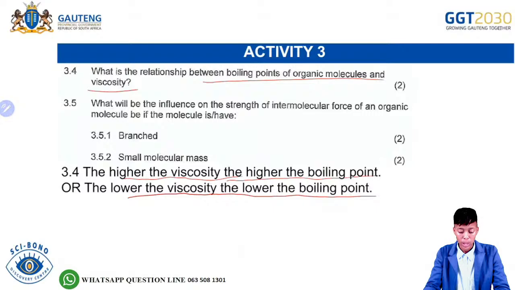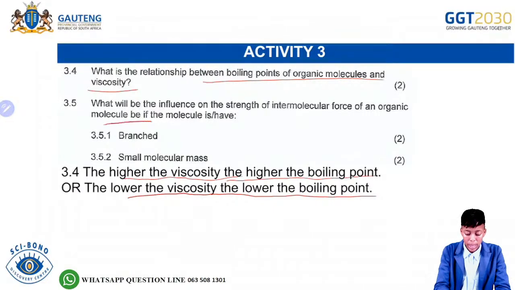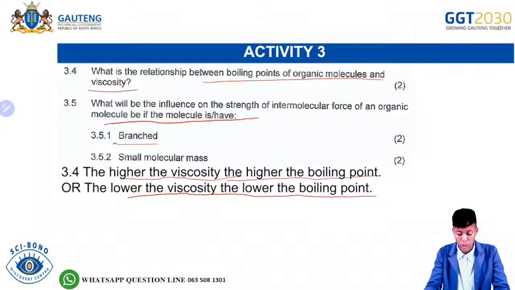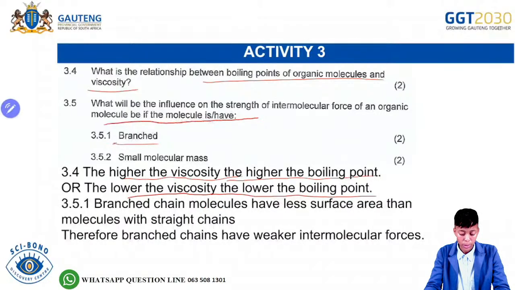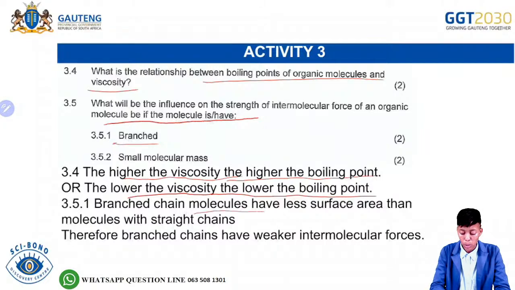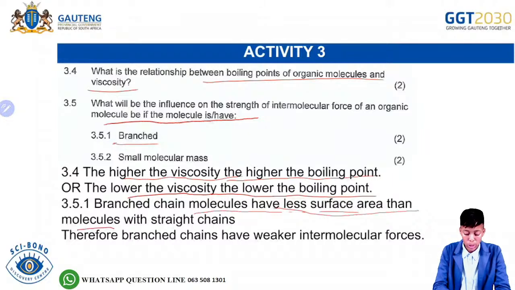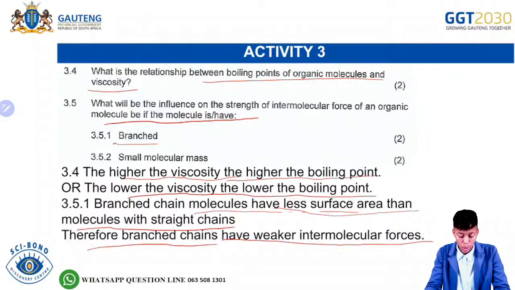Then 3.5 says, what will be the influence on the strength of the intermolecular force of an organic molecule if the molecule is branched? So what will be the effect on the intermolecular forces? Then it says branch chain molecules have less surface area than molecules with straight chains. Therefore, branch chains will have weaker intermolecular forces.